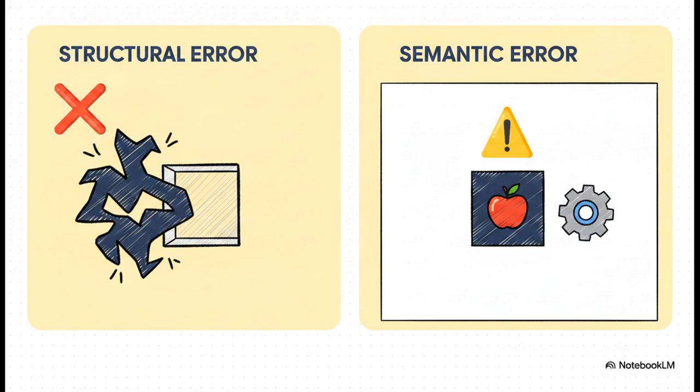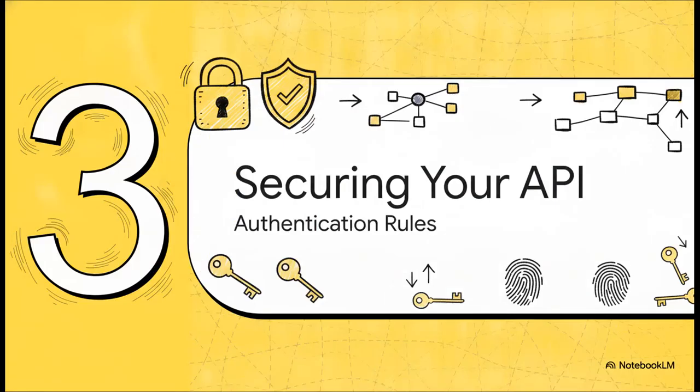A 422 unprocessable entity, though, means the JSON syntax is perfectly valid, but it fails semantic validation. For instance, the JSON is totally correct, but the string you provided for an email address, it just isn't formatted like an actual email. All right, we're entering Section 3, Securing Your API.